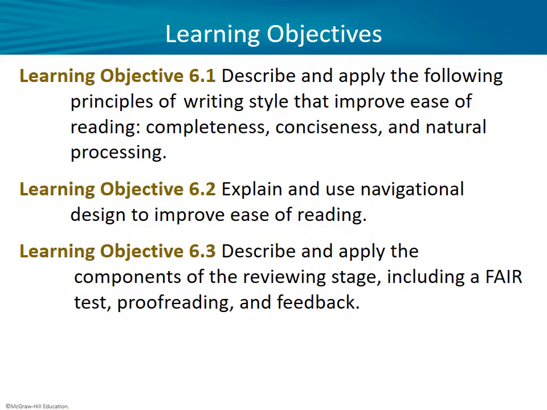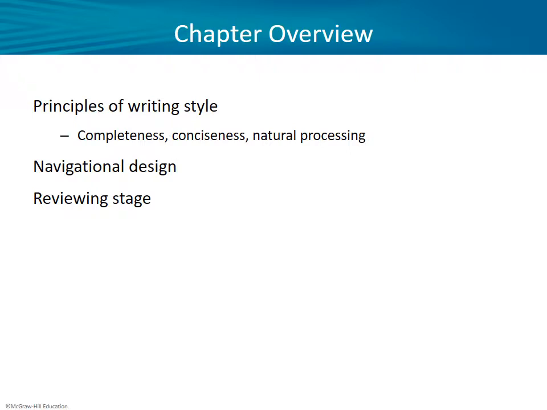2. Explain and use navigational design to improve ease of reading. 3. Describe and apply the components of the reviewing stage, including a fair test, proofreading, and feedback. So in this chapter, we'll be covering the following topics: principles of writing style, including completeness, conciseness, and natural processing, navigational design, and the reviewing stage.